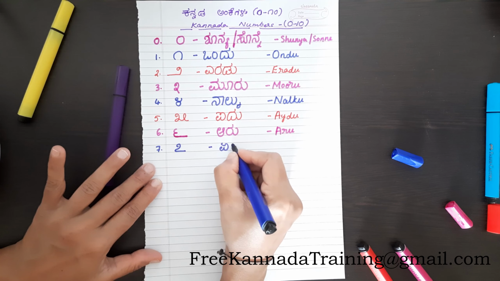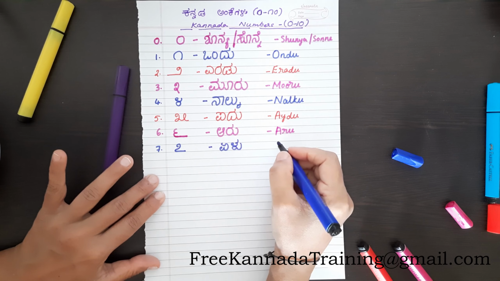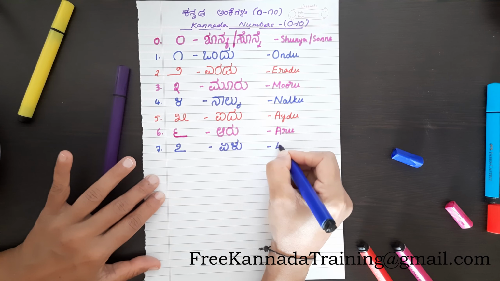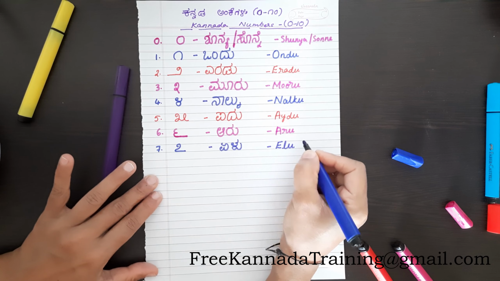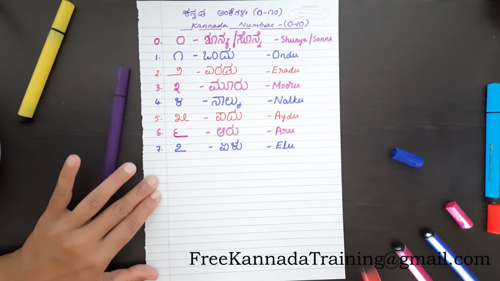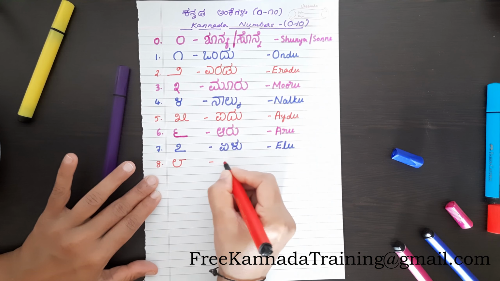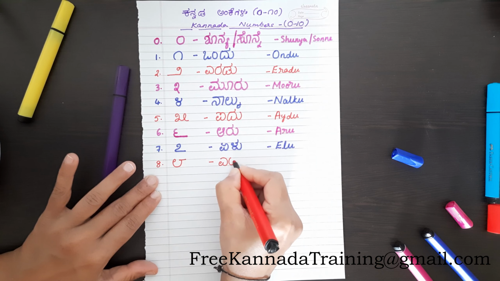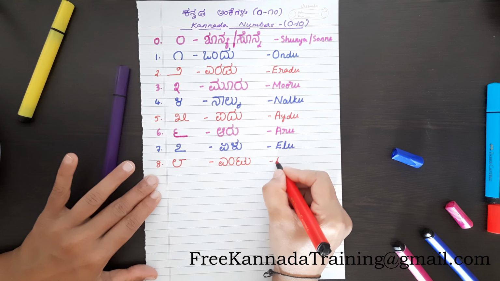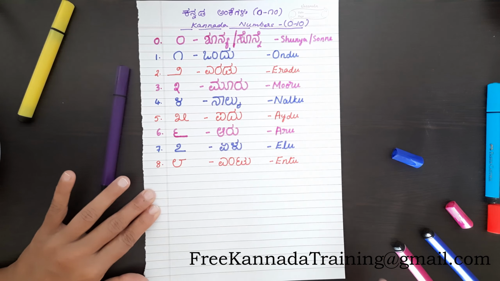Elu. This is pronounced as Lu, the last alphabet. Elu. Entu.